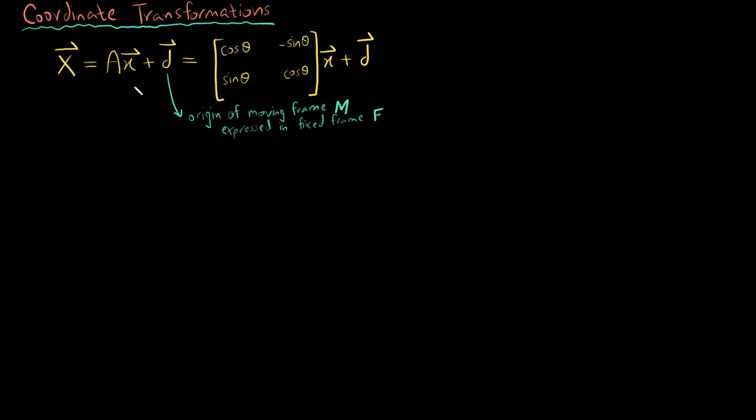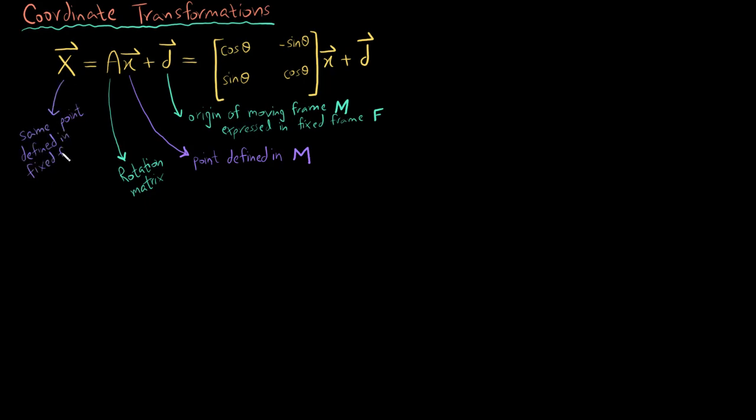The A is the rotation matrix, which is given by cosine theta, sine theta, negative sine theta, cosine theta. x is a point which is expressed in the moving frame, and the big X is the same point which is now expressed in the fixed frame.